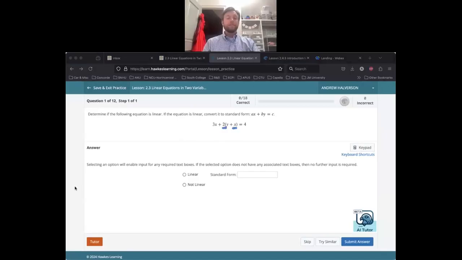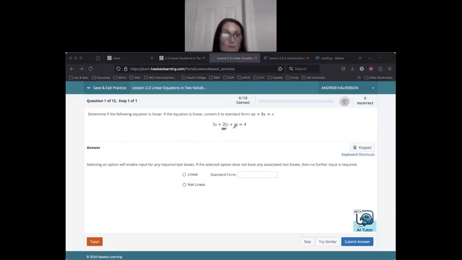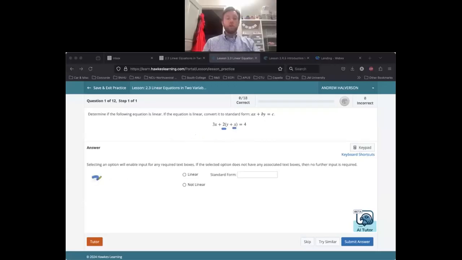We'll multiply the 2. 2 times y is 2y plus 2x. Yep. So take that 2 and apply what we call the distributive property. So we have 3x, multiply that 2 inside, so we get 2y plus 2x equals 4. Good.